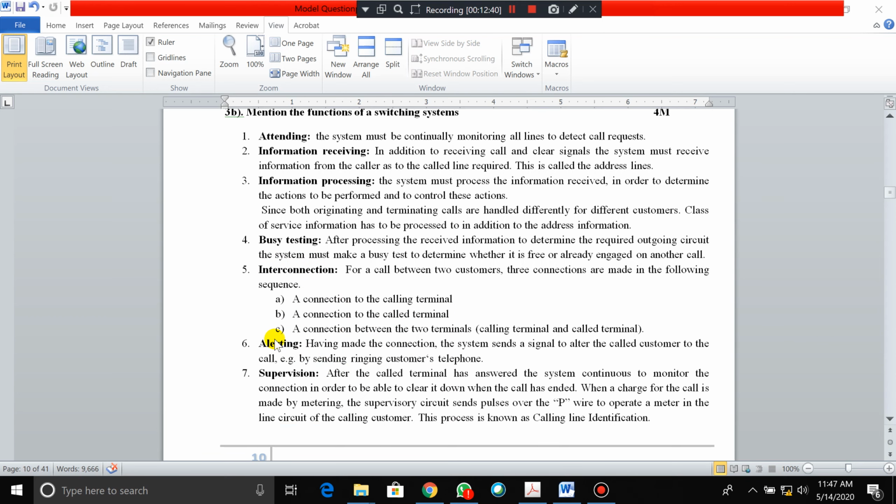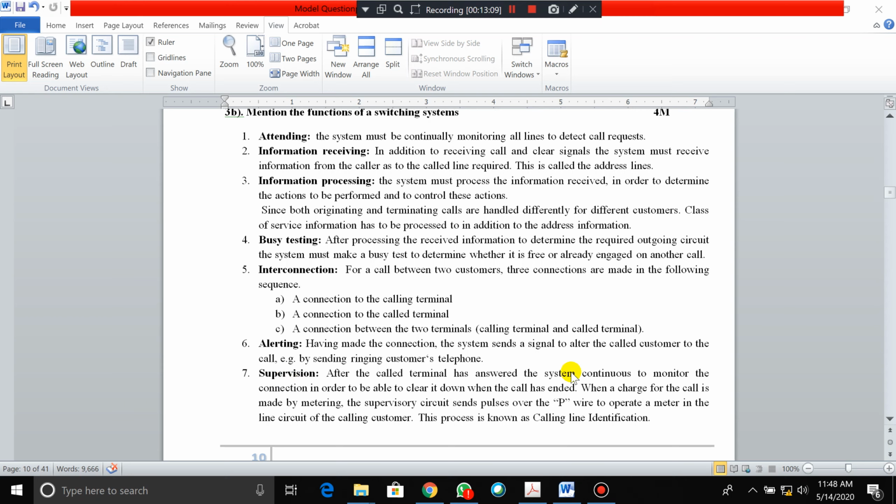Then what is alerting? Alerting is nothing but making a connection. The system has to send a signal to alert the customer, saying that a call has come, like by sending a ringing tone to the customer, or by sending an engaged tone to the calling subscriber. So it alerts using a signal.